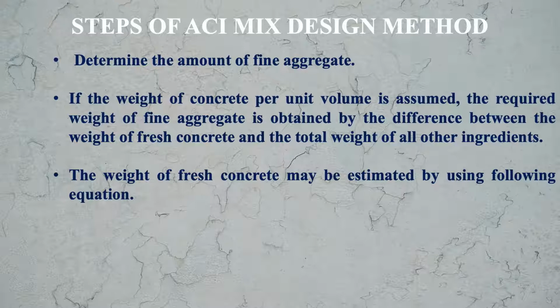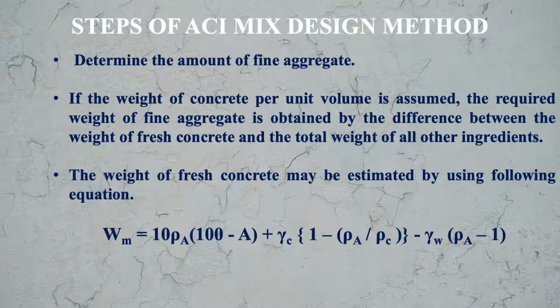The weight of fresh concrete may be estimated by using the following equation. Here Wm equals 10 rho A into (100 minus A) plus gamma C into (1 minus rho A upon rho C) minus gamma W into (rho A minus 1). Let us see what these different terms, these different symbols, are.